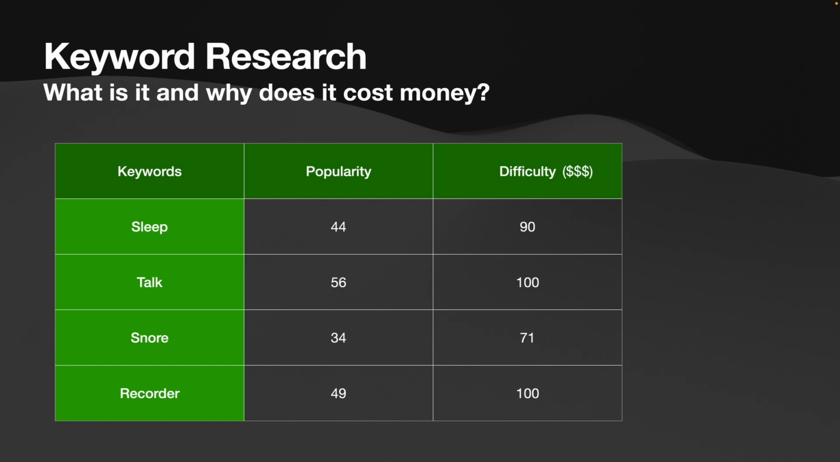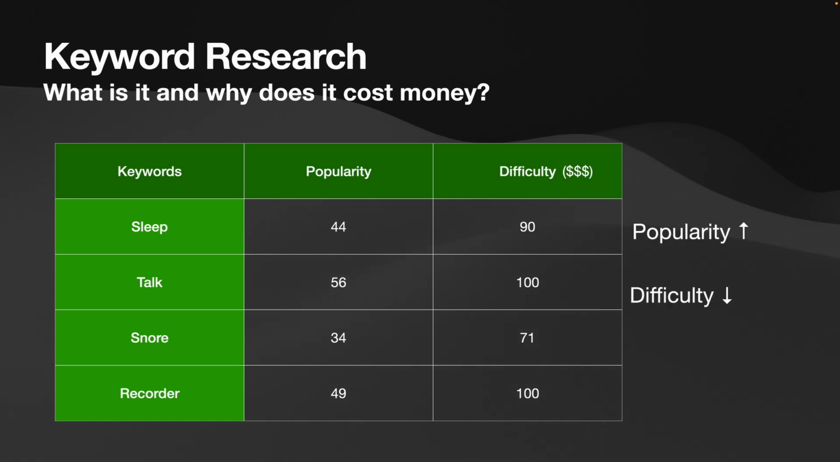So with these 2 metrics, popularity and difficulty, you are already able to make an informed decision of what kind of keywords you should be using in your app. You should aim for keywords that have high popularity and low difficulty. Now, what kind of popularity and difficulty should you be aiming for?